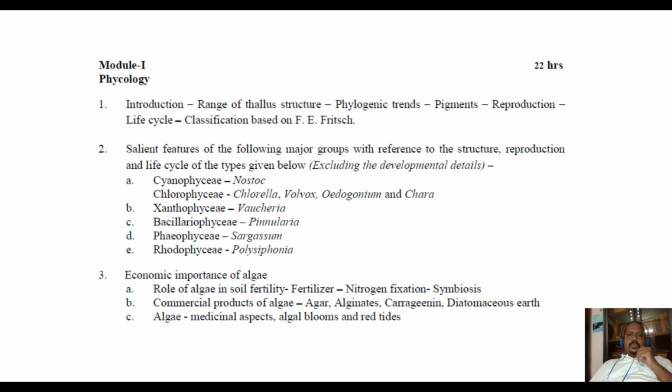Then the complexity of the life cycle. All the types of life cycles can be seen in the algae. Most of them are haploid, but there are diploid forms. Some show both haploid and diploid life cycles. So there is a complexity in the life cycle also. We will see that also in detail.